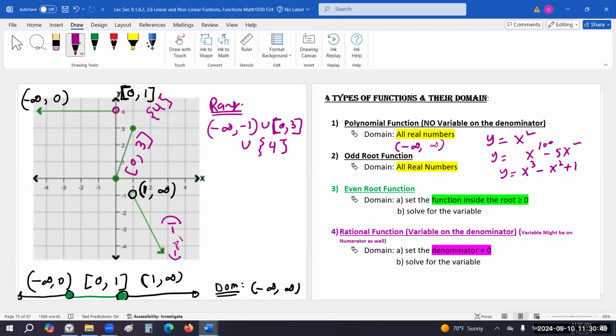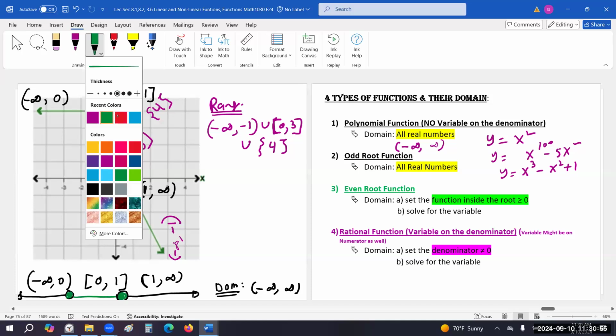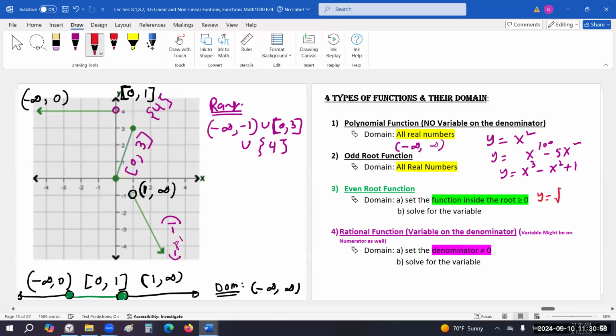Now let's go to the even root function, specifically the square root function. Let's say you have y equals square root of x. Can you plug in x equals 0 here? What is the square root of 0? 0. So it exists. We can plug in 0 here. Can you plug in 2 here? Can you plug in 4 here? Can you plug in million here? Yes. How about -1? No. We cannot.